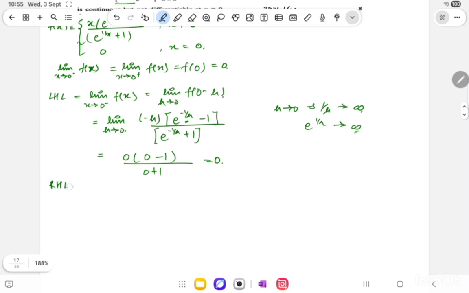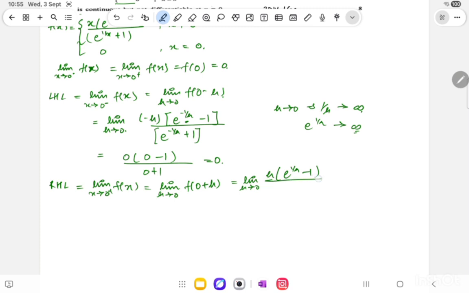Likewise, my right hand limit will be limit x approaches 0 positive f(x), and that would be basically limit h approaching 0 f of 0 plus h, which is limit h approaches 0 h into e raised 1 by h minus 1 into e raised 1 by h plus 1, and this is equals to limit h approaches 0 h into 1 minus e raised minus 1 by h upon 1 plus e raised minus 1 by h.